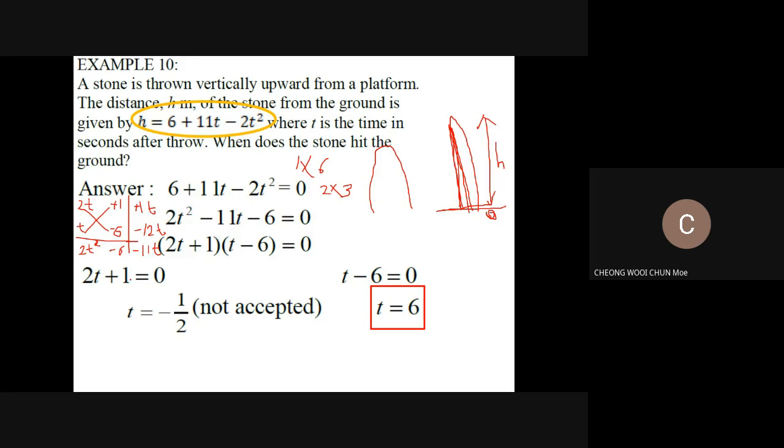So 1 bring over, negative 1. 2 multiply, bring over, divide 2. Then 6 bring over, negative 6, becomes positive 6. Then this one is not accepted because time is negative. Time is not positive. So this is the answer. You must write not accepted right here.